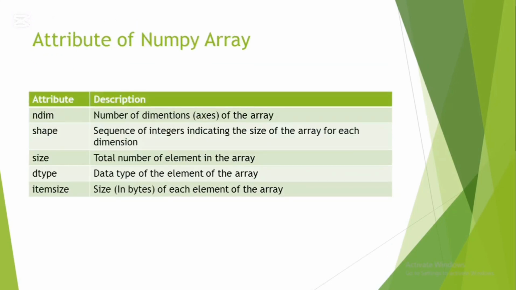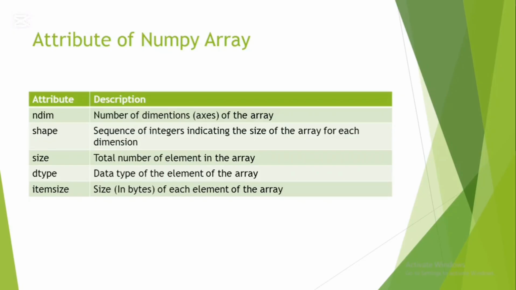So what are the attributes of arrays now? As we go into NumPy arrays, we will be seeing the attributes of this thing. We have ndim, which is to know the number of dimensions (axes) of the array. And we have shape. Shape is a sequence of integers indicating the size of the array for each dimension. What do we mean by dimension? We can have 1 dimension, 2 dimensions, 3 dimensions. We will get to know more about that as we go on.